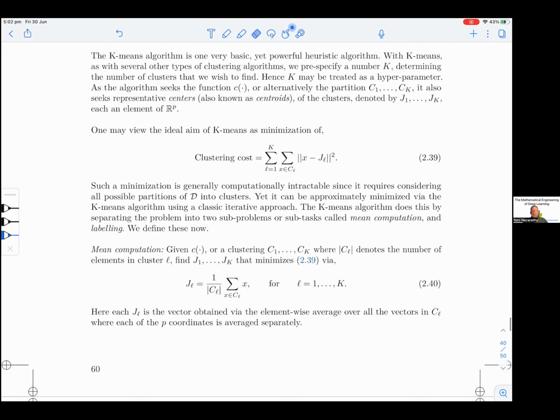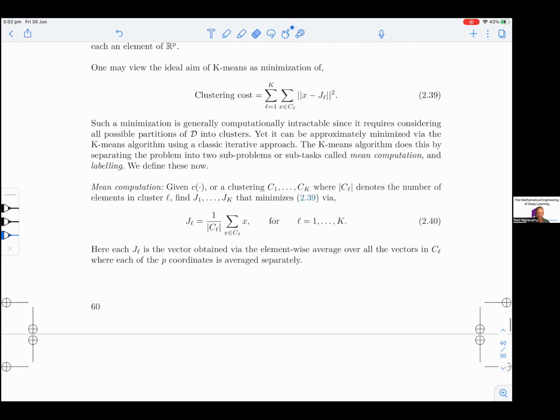The k-means algorithm is one very basic, yet powerful heuristic algorithm. With k-means, as with several other types of clustering algorithms, we pre-specify a number k, determining the number of clusters that we wish to find. Hence, k may be treated as a hyperparameter. As the algorithm seeks the function C, or alternatively the partition of clusters C1 through Ck, it also seeks representative centers, also known as centroids of the clusters, denoted by J1 through Jk, each an element of Rp.